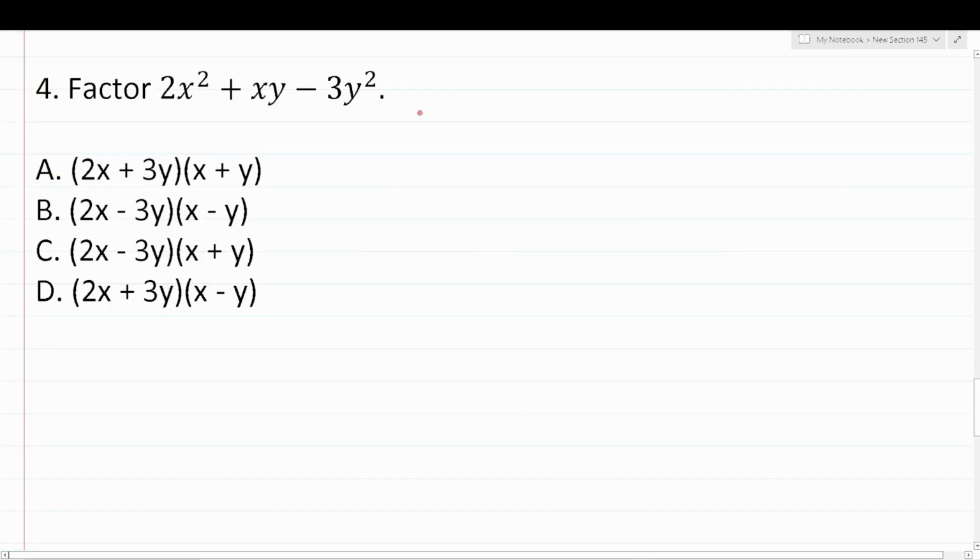All right, so number 4 says factor 2x squared plus xy minus 3y squared. If you know how to factor this one using an advanced factoring technique, that's great. Go ahead and do so. That's going to save you a lot of time.